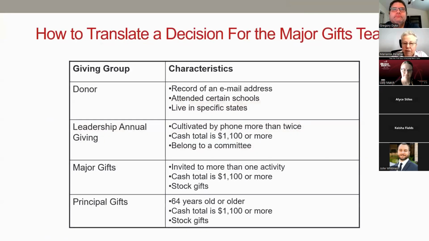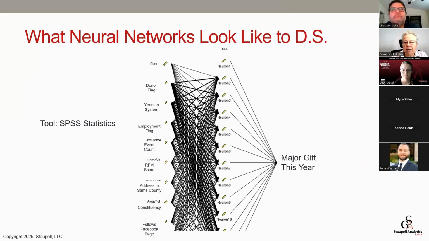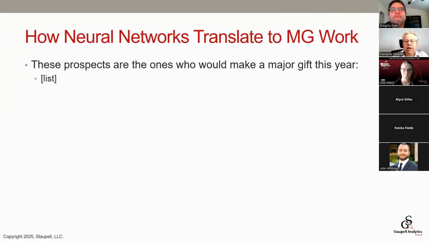Unlike here, we can just put these things in and then say best segment equals donor, best segment equals major gifts, right? Here, all we get is here are the prospects who would more likely make a major gift this year than all the others. And then here's the list of people. It just says these people are likely. So it's black boxy, which is annoying when people say to you, tell me exactly how you arrived at this, right?